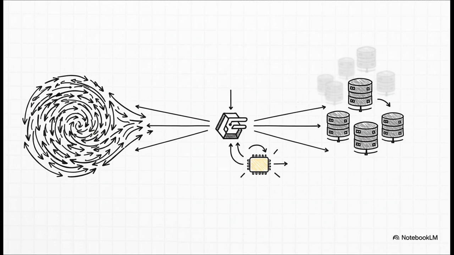We use something called a load balancer to spread requests out so no single server gets overwhelmed. We cache common predictions so we don't have to ask the model the same question over and over again. And we can use incredible tools like Kubernetes to automatically add more servers when traffic spikes and then remove them when it dies down.